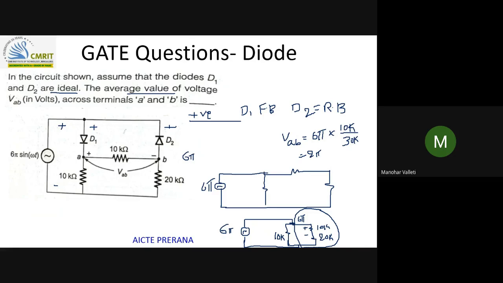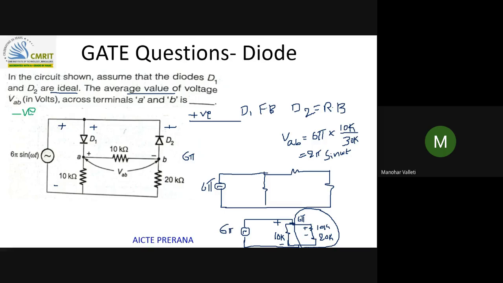Because it is asking for the average value, you need to know the mathematical definition of VAB during the positive half cycle and the negative half cycle also. That's why 2 pi sin omega t. And see, this is plus minus, so it is measured also plus minus. So the sign will also be the same. Now we will see the negative half cycle.